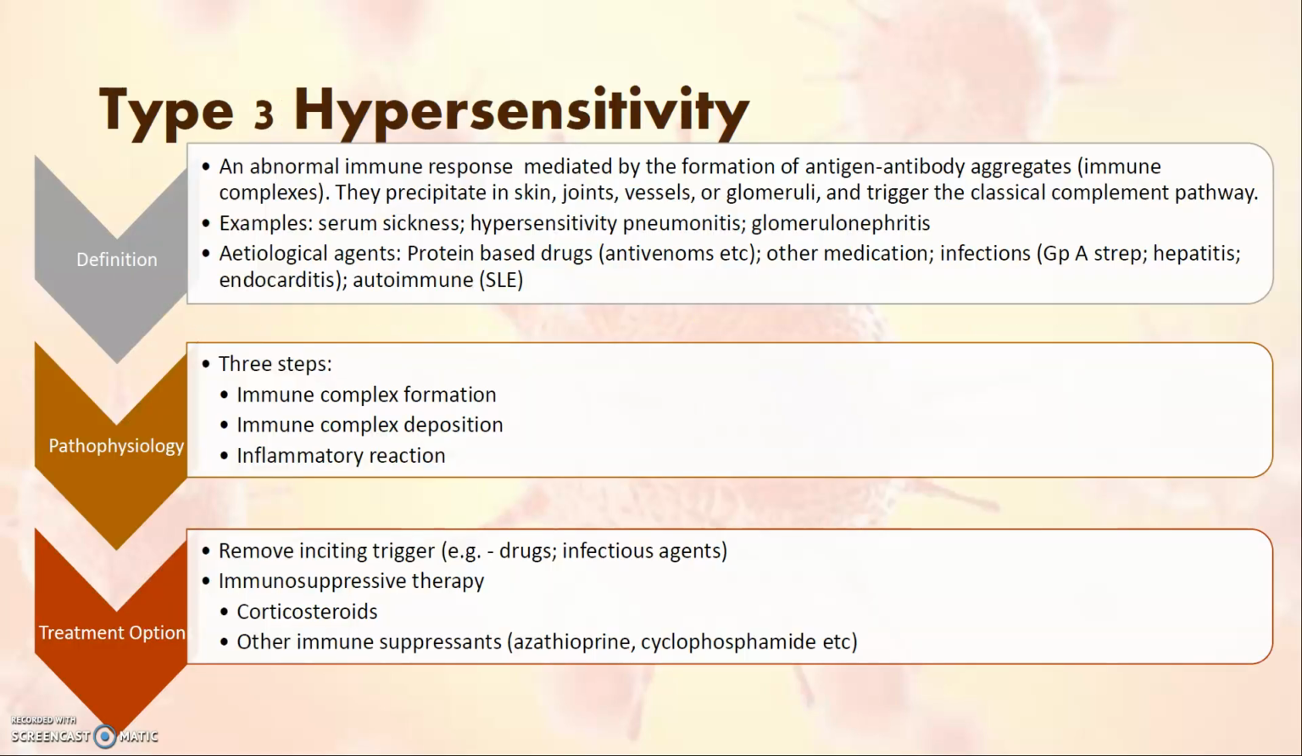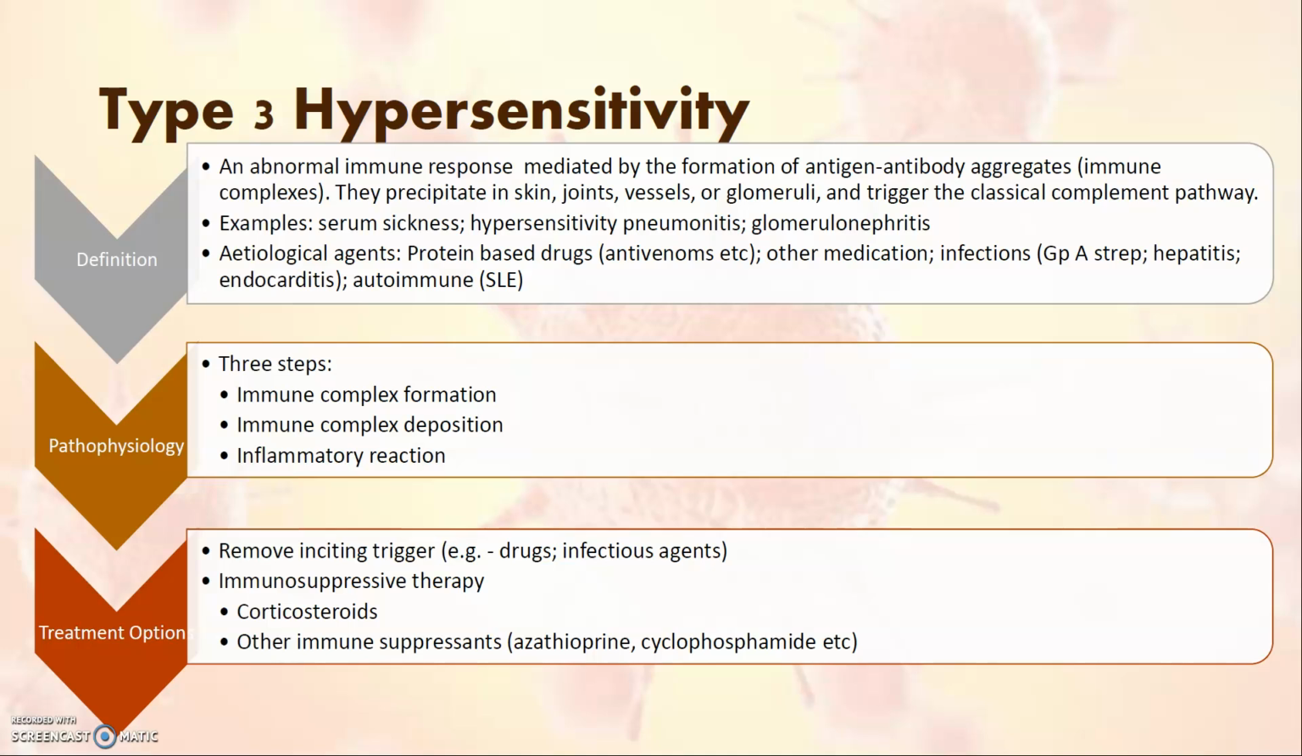Yep, so this is type 3 hypersensitivity, which is due to the formation of antigen-antibody aggregates or immune complexes, which then precipitate in skin, joints, vessels, or glomeruli. And it can be seen in things like serum sickness, hypersensitivity pneumonitis, or acute glomerulonephritis, particularly post-streptococcal. Etiological agents can be things like antivenoms, other medications, certain infections, particularly group A beta hemolytic strep, but also hepatitis and some of the organisms causing endocarditis, and autoimmune disease such as SLE.